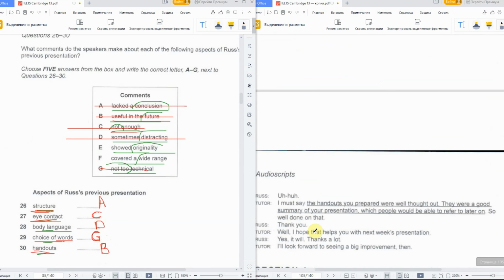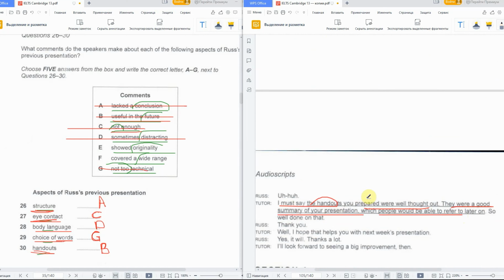Says the handouts you prepared were well thought out. Okay, they were a good summary of your presentation. Good. Which people were able to refer to later on.